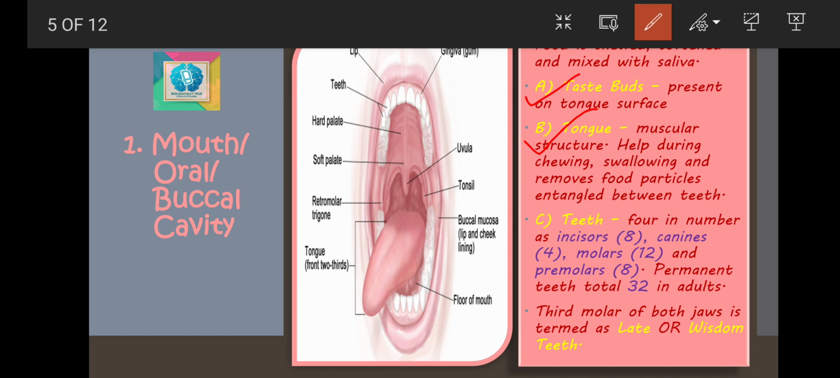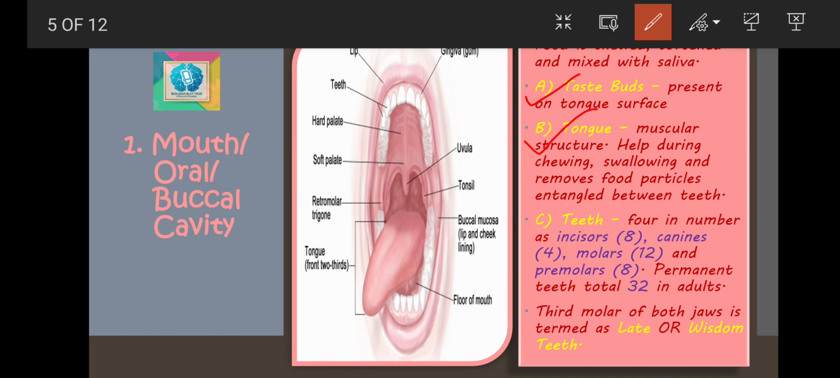It helps in manipulating the food during chewing and swallowing. It also removes the food particles entangled between the teeth. It acts as a spoon. In ingestion of the food, the taking of the food inside, it is working like a spoon, and it helps in the speaking process also and swallowing the food also.